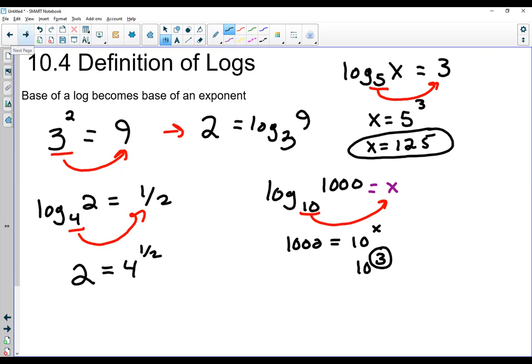That's the concept, all right? It's just, the base of the log becomes the base of the exponent. Vice versa also: the base of an exponent becomes the base of a log. If you understand that, you're going to understand 3 other sections for free. Any questions?